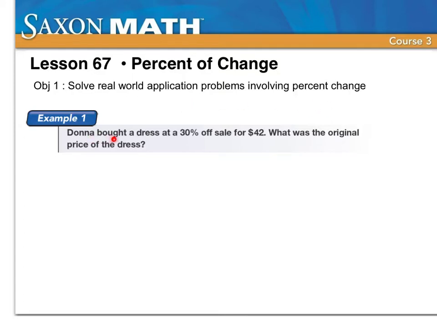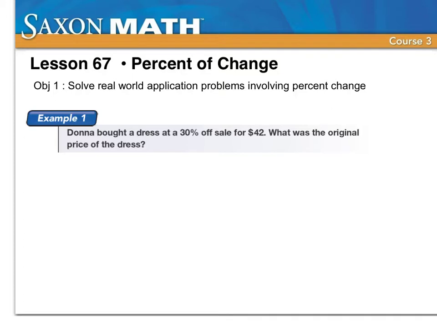Example 1 says Donna bought a dress at 30% off sale for $42. What was the original price of the dress? So when we talk about percent change, that means that we are adding something on or taking something away. Here Donna bought a dress for 30% off, so that means we're taking some money off of the price. And we want to know the original price.